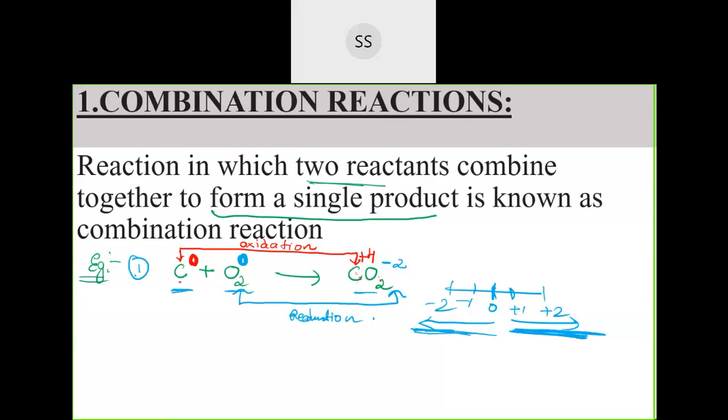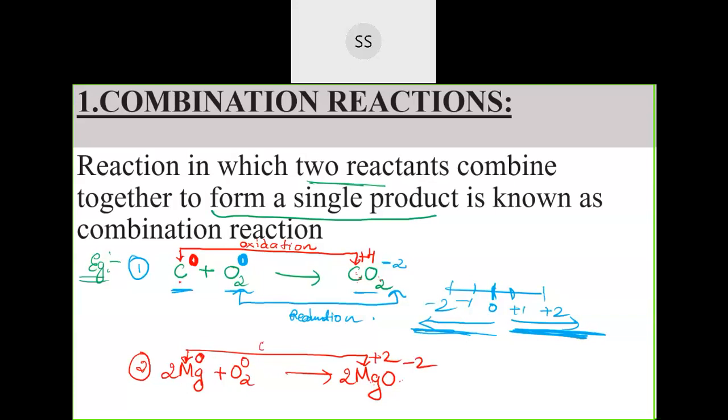One example I've taken. You can take other examples also. You can take magnesium with oxygen. Magnesium with oxygen combines to form magnesium oxide, MgO, 2 molecules each. So from Mg to MgO, in MgO, Mg is in +2 state. In the elemental state, it is 0. And from oxygen to this, you see 0, and then here it is -2. So magnesium is undergoing oxidation, and oxygen is undergoing reduction. So it's a redox reaction.